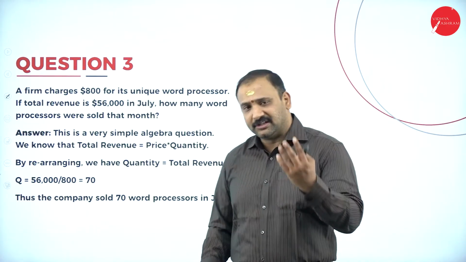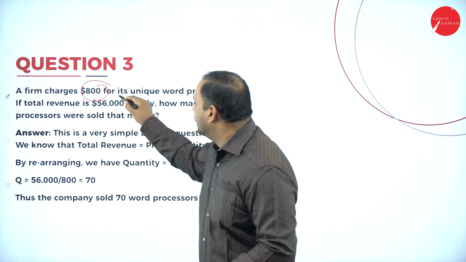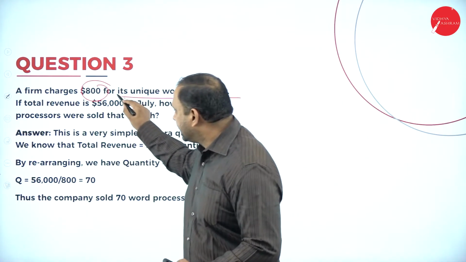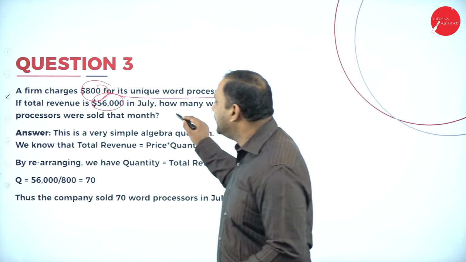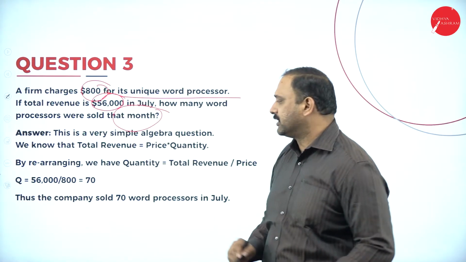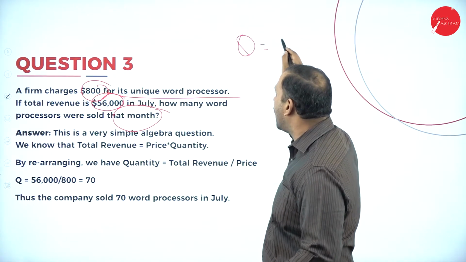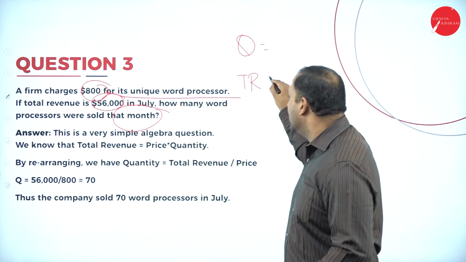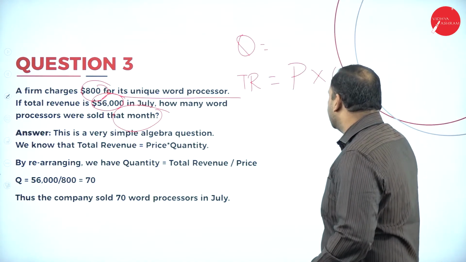Moving forward to the third question. A firm charges $800 for its unique word processor. If the total revenue is $56,000 in July, how many word processors were sold for that month? It is very, very simple. Quantity is equal to, how do you find the value here? Let's first understand the total revenue. The total revenue formula is price into quantity.